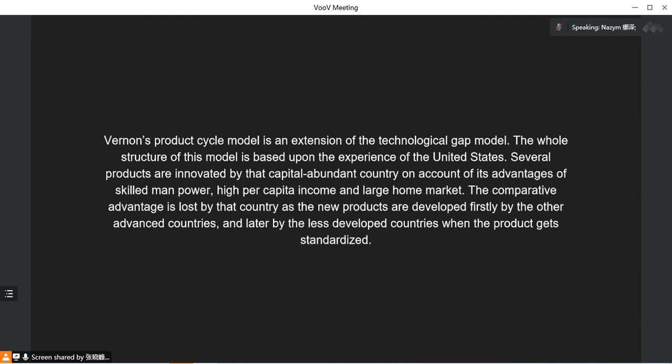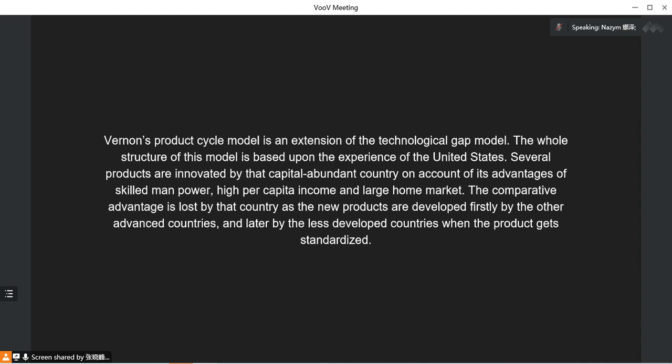The whole structure of this model is based upon the experience of the United States. Several products are innovated by that capital-abundant country on account of its advantages of skilled manpower, high per capita income and the large home market. The comparative advantage is lost by the country as the new products are developed firstly by the other advanced countries and later by less developed countries when the product gets standardized.